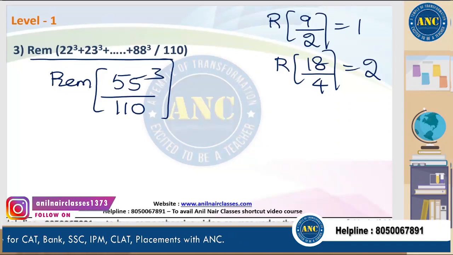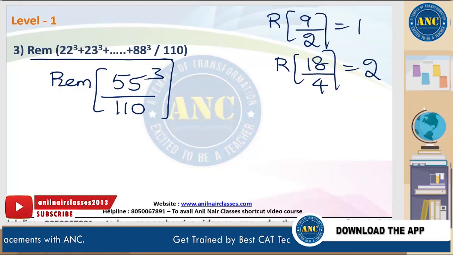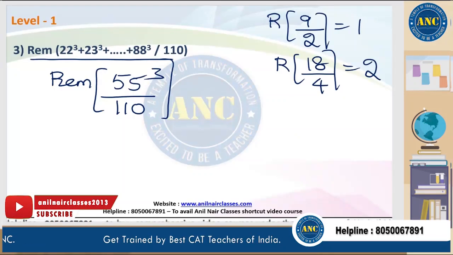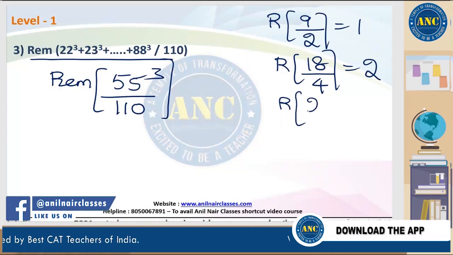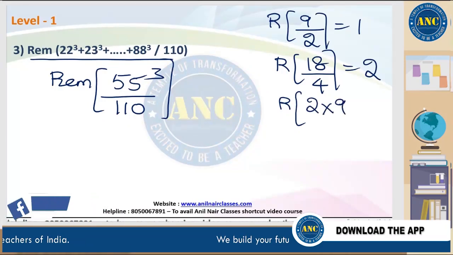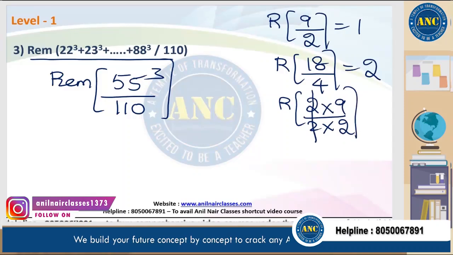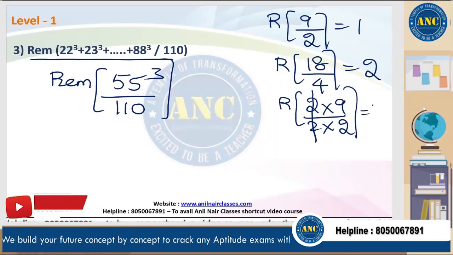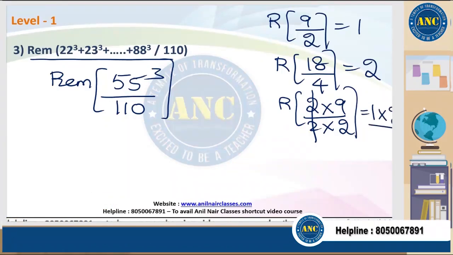Under what point of reference? 9 and 2 are co-prime to each other, but 18 and 4 are not co-prime to each other. Both are even numbers. So how to get these 2 from that one? 2 into 9, 2 into 2. Take the common factor out. The common factor is 2. 9 by 2 is 1. Eliminate the common factor 2 and remultiply it.